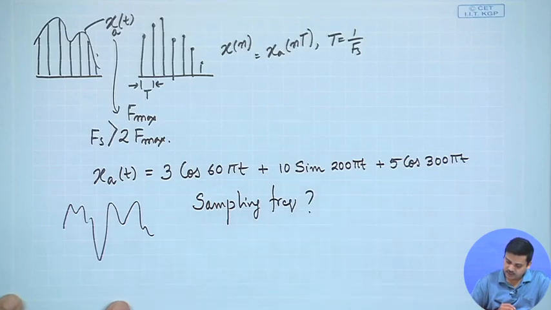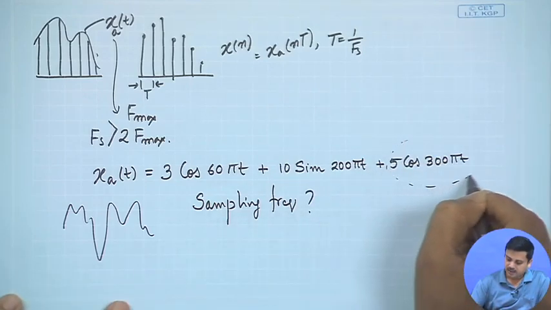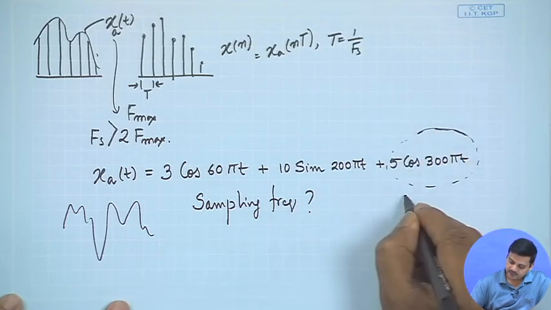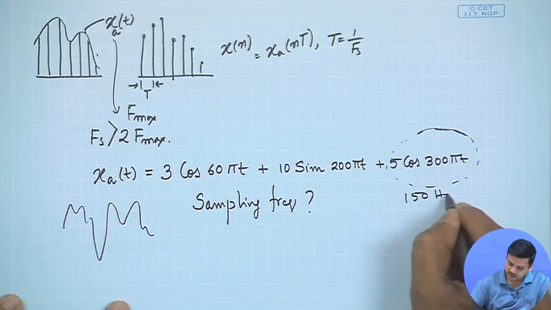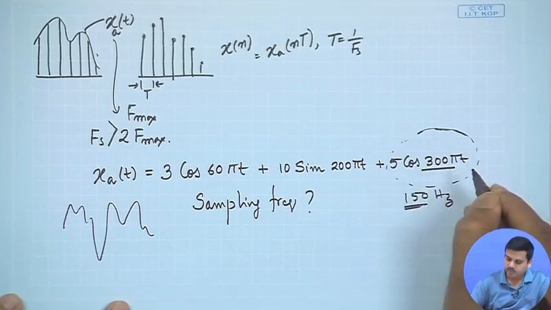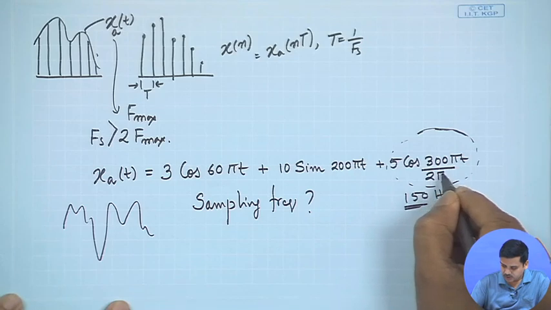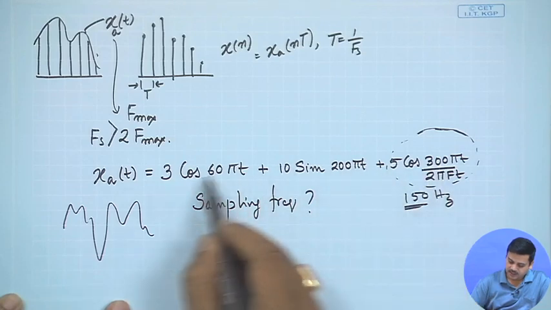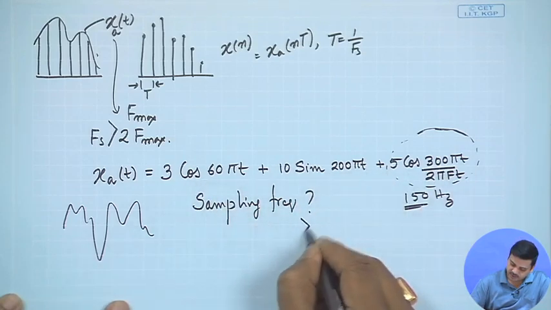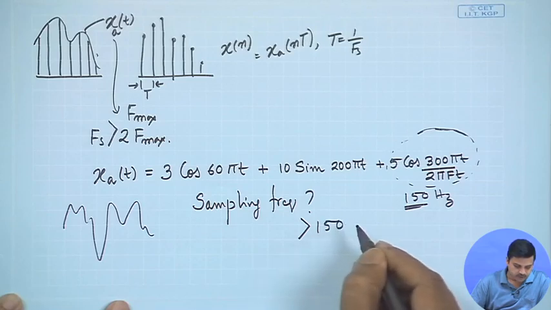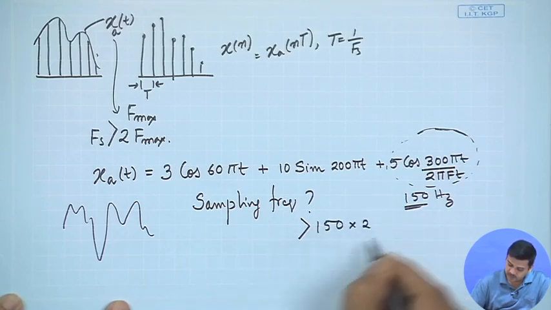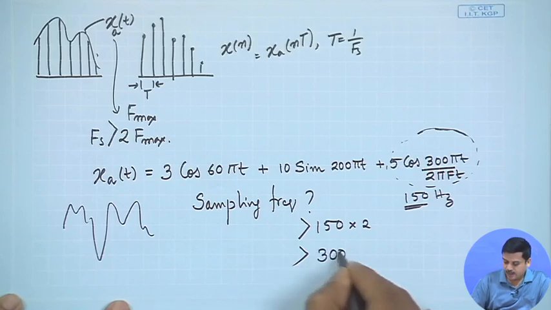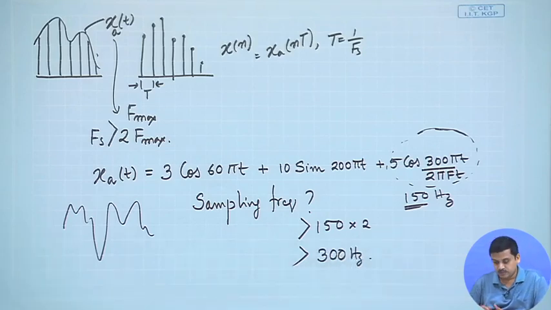In this case, we clearly find that this signal contains the highest frequency, and that highest frequency is 150 hertz, because this is 2 pi f t. So, definitely f is equal to 150 hertz. This is the highest frequency of this signal. So, definitely the sampling frequency must be greater than 150 times 2, that means it must be greater than 300 hertz.